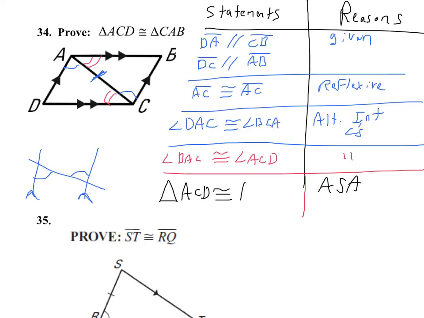Now for this proof, I chose to use alternate interior angles as kind of the integral part of it. But there were other ways to do this. You know, you might be able to use corresponding or alternate exterior, consecutive interior, some other way. And that's why with proofs, answers will vary. But here's my suggested way of doing this proof.